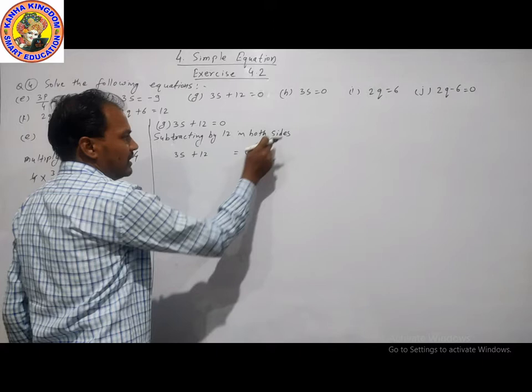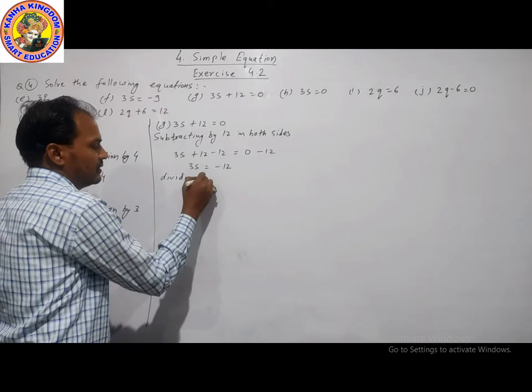Here is minus 12. Now multiply by 3, so we will divide by 3. Dividing the equation by 3. The equation is 3s is equal to minus 12. Now dividing by 3. 3 and 3 cancel. s is equal to minus 4. Answer is s is equal to minus 4.